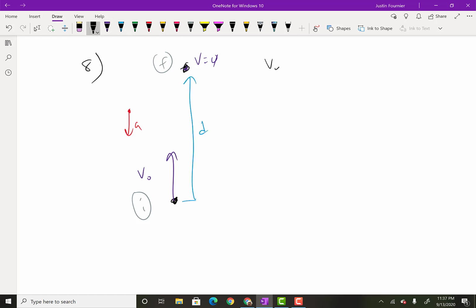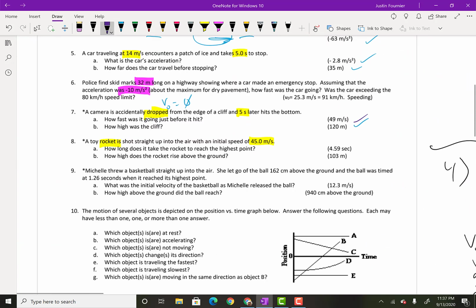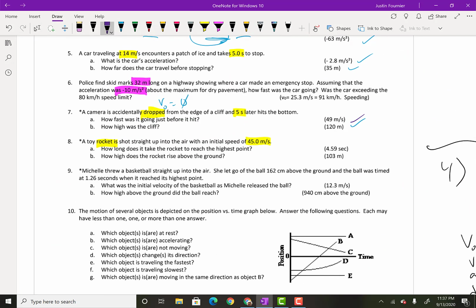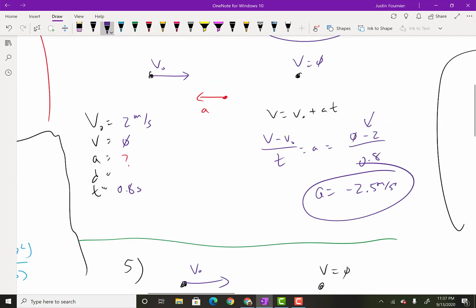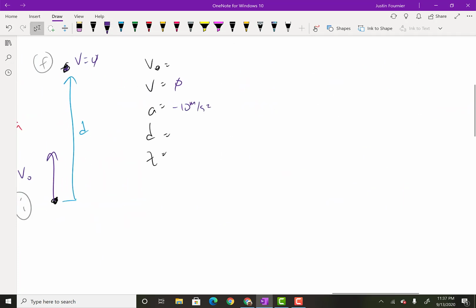So we got initial velocity, final velocity, acceleration, displacement, and time. We know the final velocity is 0. We know the acceleration is negative 10 meters per second squared. What else are we supposed to get here? 45 meters per second. So we're trying to find the time and then the displacement. So 45 meters per second is how fast it takes to launch into the air. We're trying to find the time. I'm thinking v equals v naught plus at.